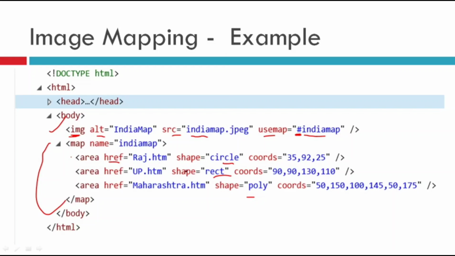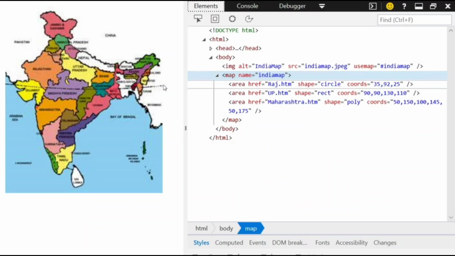Now if I click on the rectangle, which is defined by these coordinates, it will open up this file up.html, and for this triangle figure, when I click on this hotspot, it will open up the Maharashtra file. So let us see the example. Now here is the example for it.